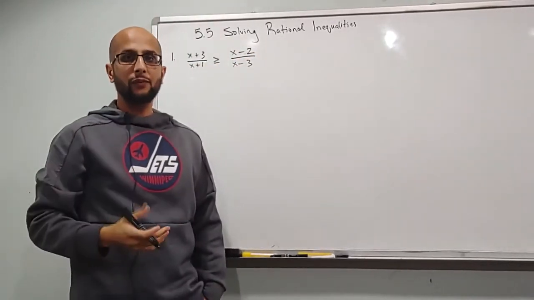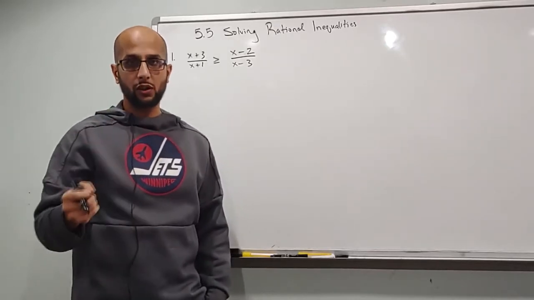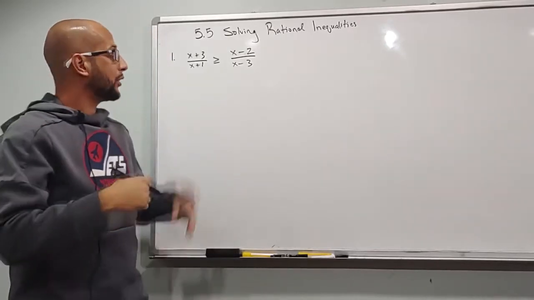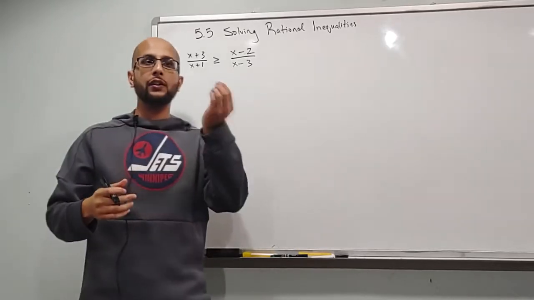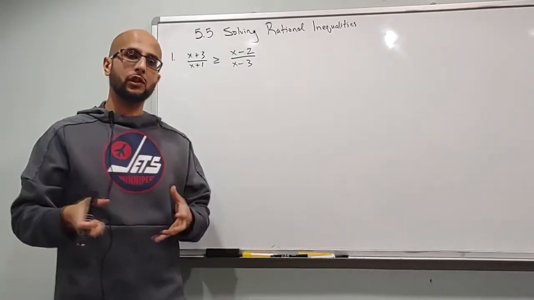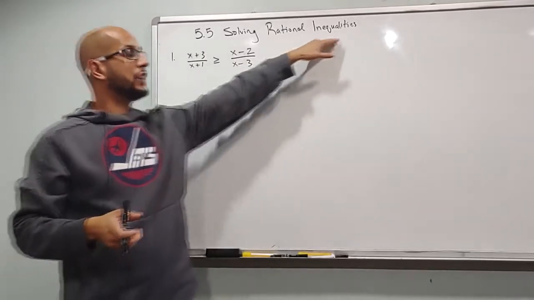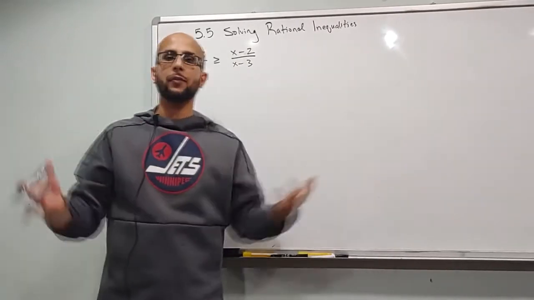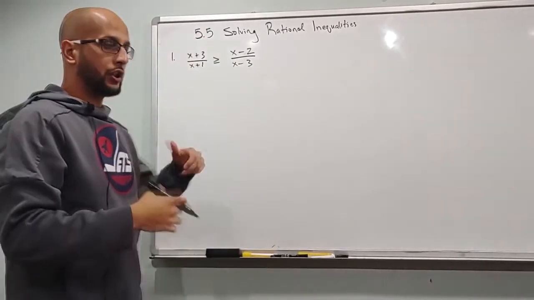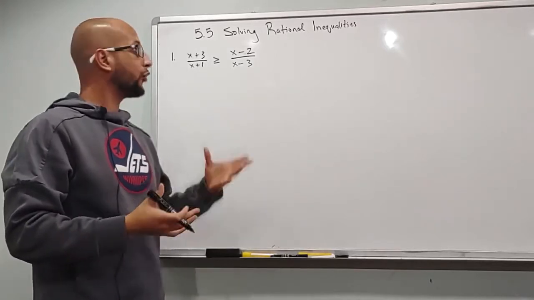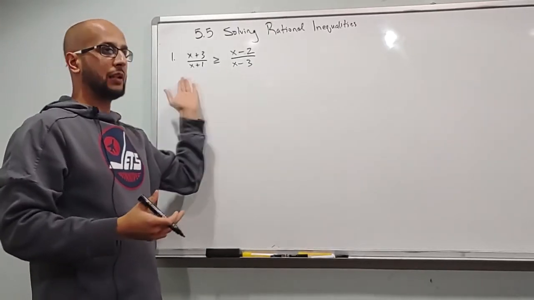Okay, 5.5, we're looking at solving rational inequalities. Just like before, in solving equations, you're looking for 1 or 2 or 3 or a finite amount of solutions, whereas when you're solving inequalities, you have the potential for an infinite amount of solutions. In order to look at how you would solve rational inequalities, let's take an example.